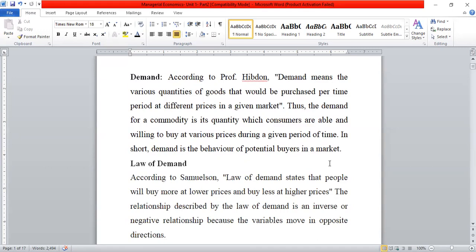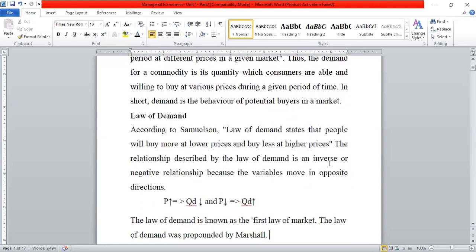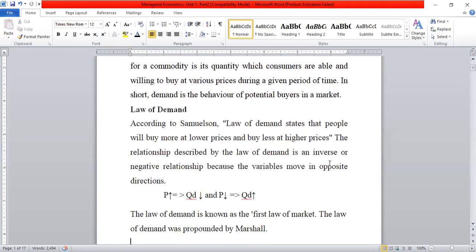So there is an inverse relationship between demand and price of a commodity. This law is called the law of demand. Here, when the price is increased, the quantity demanded will decrease. And when the price is decreased, the quantity demanded for a particular commodity increases. The law of demand is known as the first law of market, and this law was introduced by Alfred Marshall.